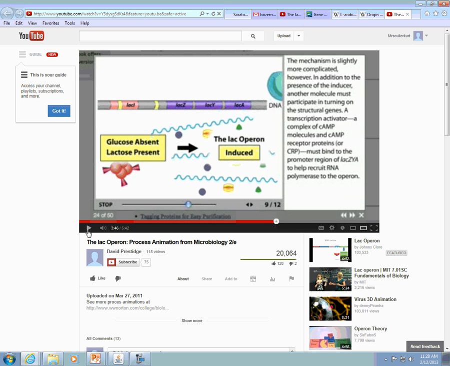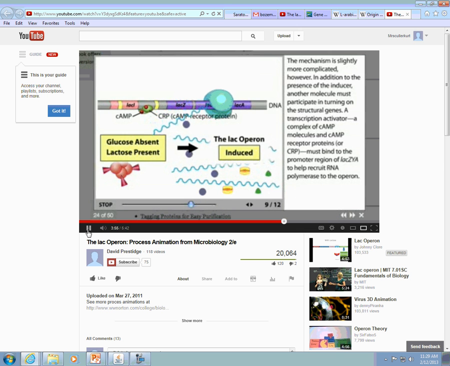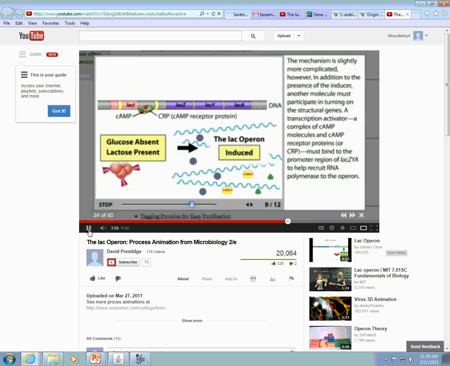Okay, and where this is going is this is going to get into the positive control, the Lac Operon, and also the arabinose operon. They are both positive and negative control, which is why we kind of need to get in the weeds on this. A transcription activator, a complex of cyclic AMP molecules and cyclic AMP receptor proteins, or CRP, must bind to the promoter region of LAC-CYA to help recruit RNA polymerase to the operon.